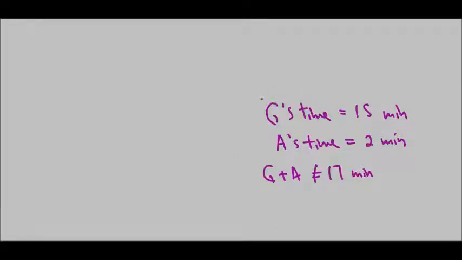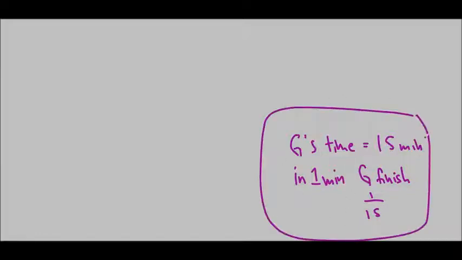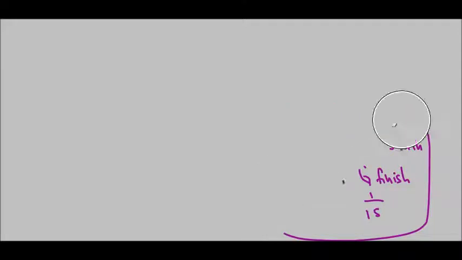So we can't do it this way. We can't just add the two times together. That's not going to work for us. And another thing that I want to point out is that if Gaddy's time is 15 minutes, that means that in 1 minute, Gaddy would finish 1/15 of the neighborhood. Does that make sense? This is actually a really important little theme to remember, because this is how we're going to set up our whole question. So let me just erase that.